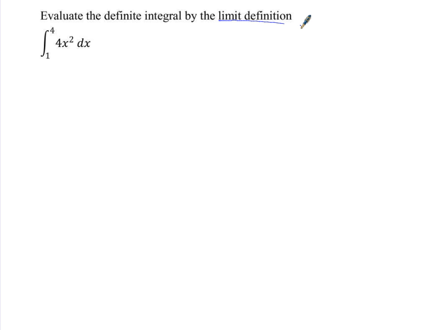Okay? What I can do, though, is make my life a little bit easier by doing something here. I'm not going to sketch it either. What can I do to make my life a little bit easier? Yeah, the 4 can come out. So I get 4 integral from 1 to 4 of just x squared dx. So whatever I get here, I'll multiply that by 4, and then I'll have my answer.